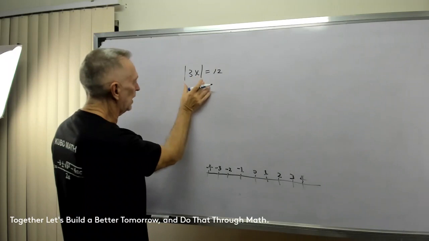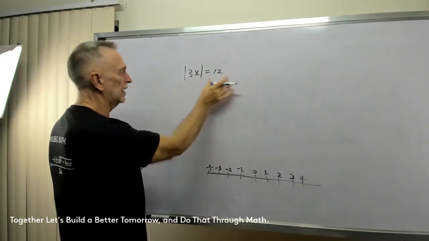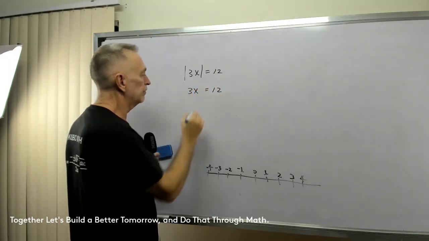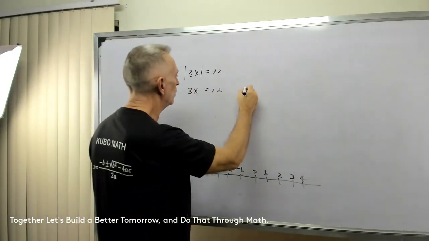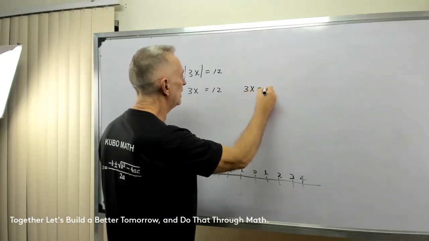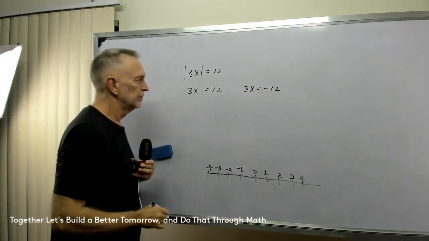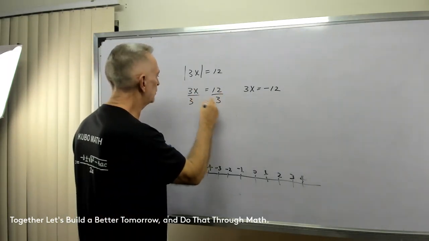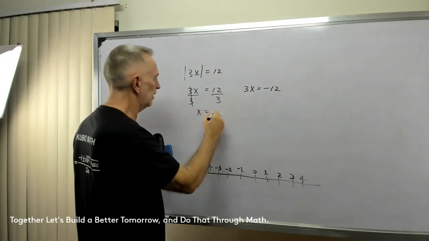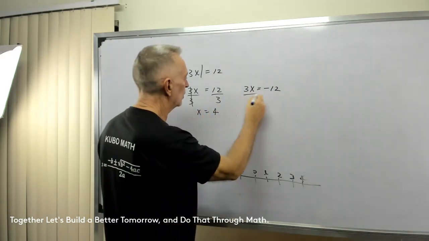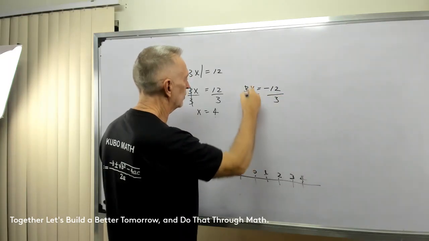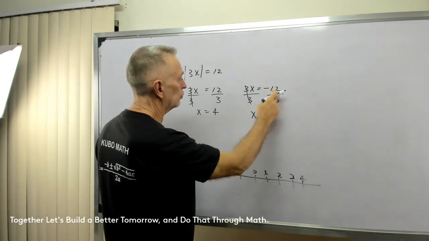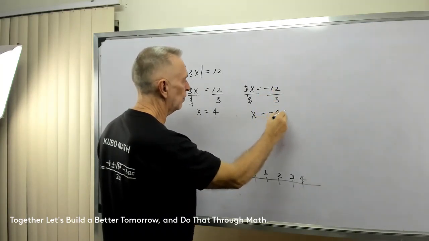So in this case, we have just the absolute value on this side. So we could say, well, 3x equals 12 and 3x equals -12. And then solve for x in each case. So we'll divide by 3 on both sides. So x equals 12 divided by 3 is 4. So if we do the same thing over here, 3x divided by 3 is x. And that equals -12 divided by 3 is -4.